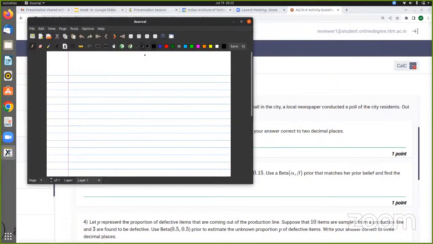So here, two equations will be there, right? Alpha upon alpha plus beta equal to 0.6. And what is the equation for the variance? Alpha beta whole divided by (alpha plus beta) whole square, into, in the denominator itself, alpha plus beta plus 1 in brackets. Is this correct? Yes, the value is 0.15. Yes, sir. Yes, the formula is correct.